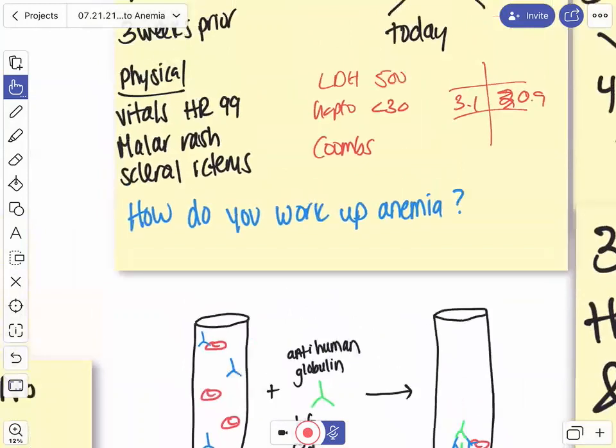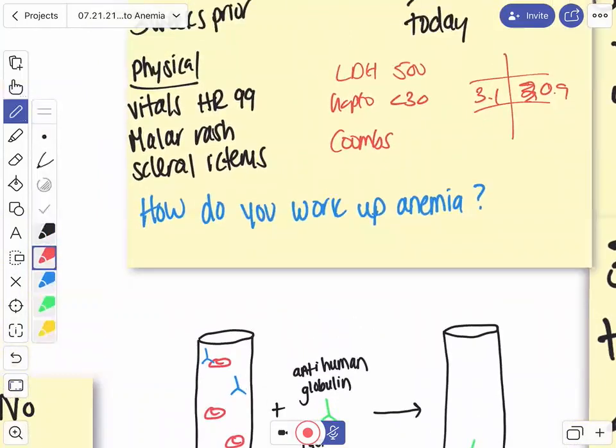Okay, so we're going to order a DAT on this patient. And it comes back positive 3+ for C3 and IgG. So what does this patient have? Not quite. Yeah, do you know what type or what the different kinds are? Yeah, warm and cold. Brittany, did I hear you say something? Yeah. So Brittany is saying it's a warm autoimmune hemolytic anemia.